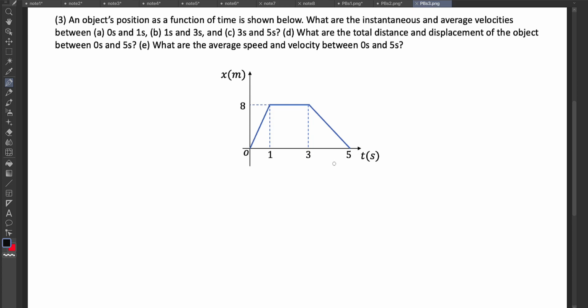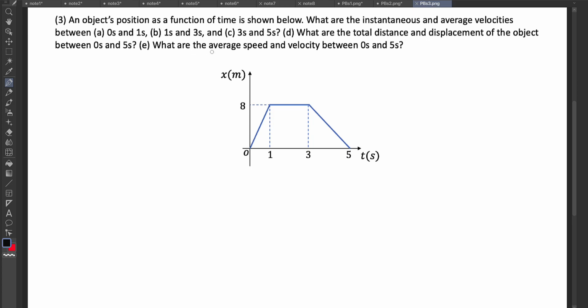And then further, we need to calculate question D: what are the total distance and displacement of the object between 0 second and 5 seconds? So we're looking at the whole range of the object's motion, and that's the conceptual difference between distance and displacement. We need to calculate that difference.